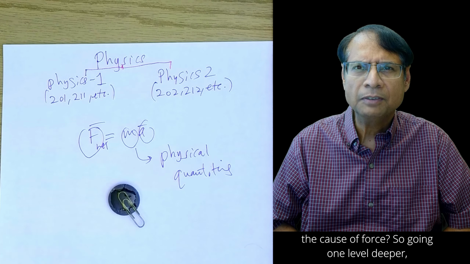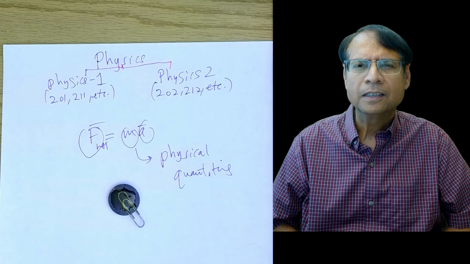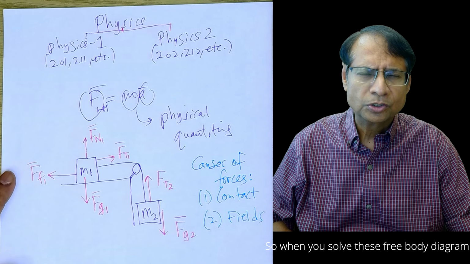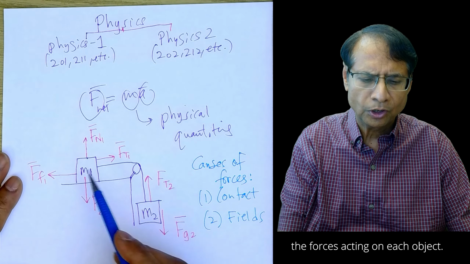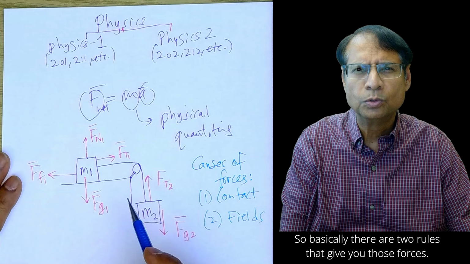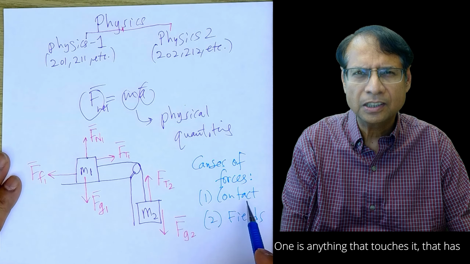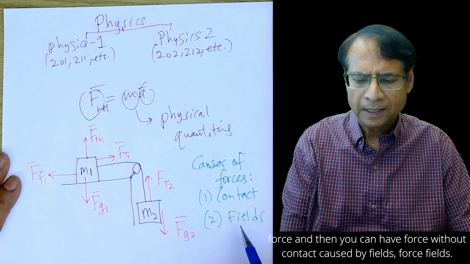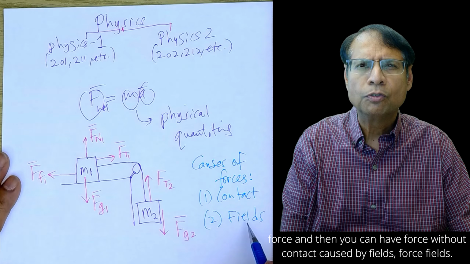So going one level deeper, let's look at the causes of forces themselves. Let's take a look at this free body diagram. So when you solve these free body diagram type of problems, you have to look for all the forces acting on each object. So basically there are two rules that give you those forces. One is anything that touches it, that has a contact with it, can potentially exert a force. And then you can have force without contact caused by fields, force field.